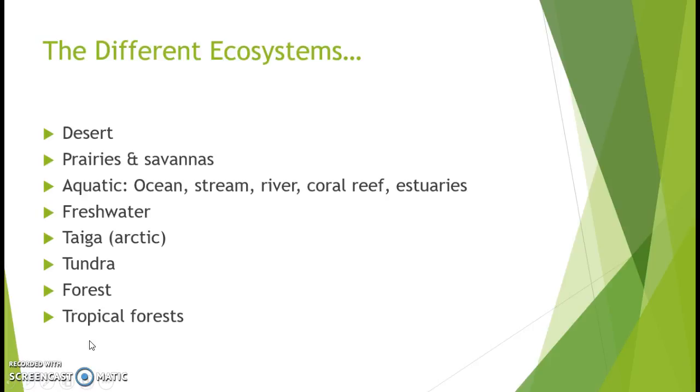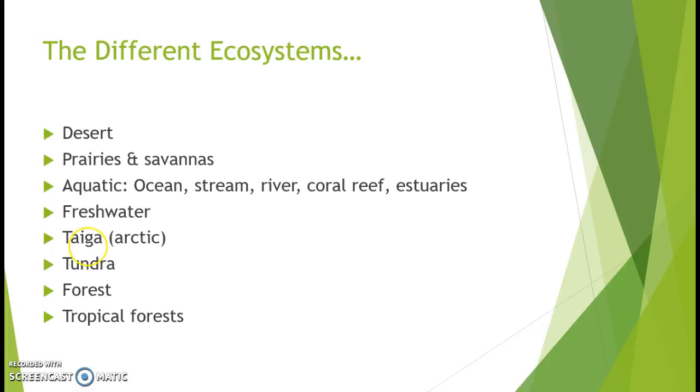With your groups, you're going to research in the library and the computer lab. I've labeled out time for both. You're going to research the different factors, abiotic and biotic, that affect your specific ecosystems. And like I said, you have to pick 2.